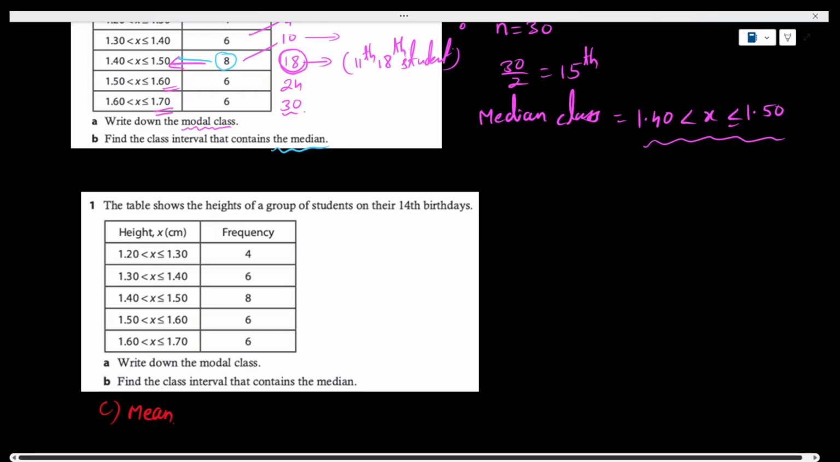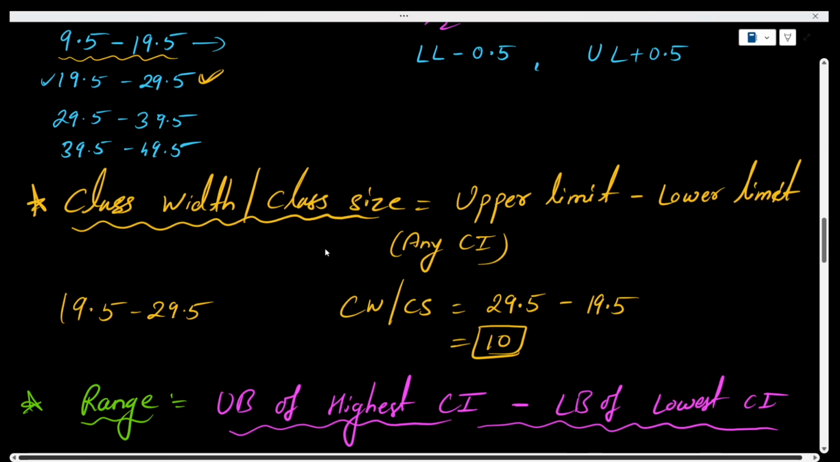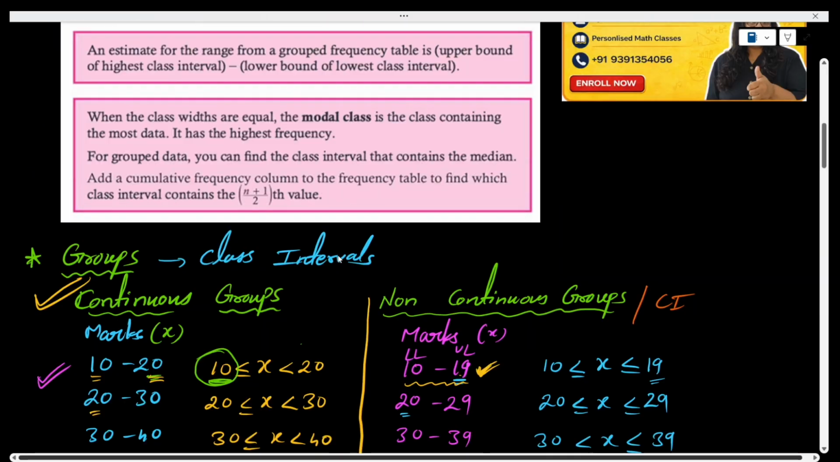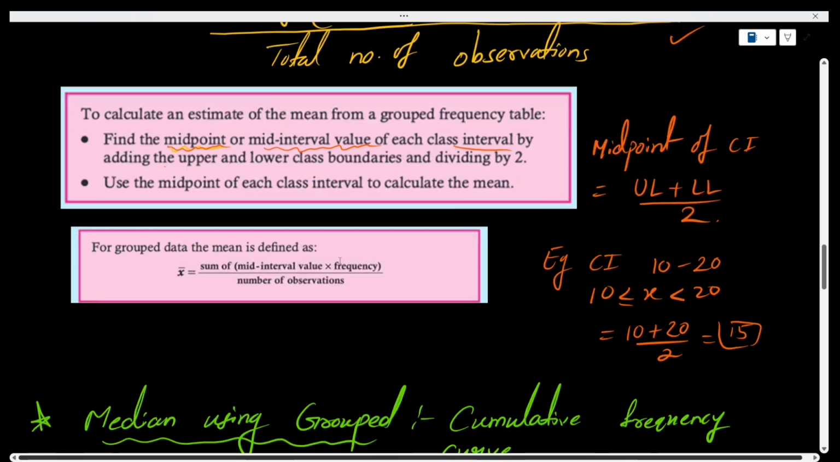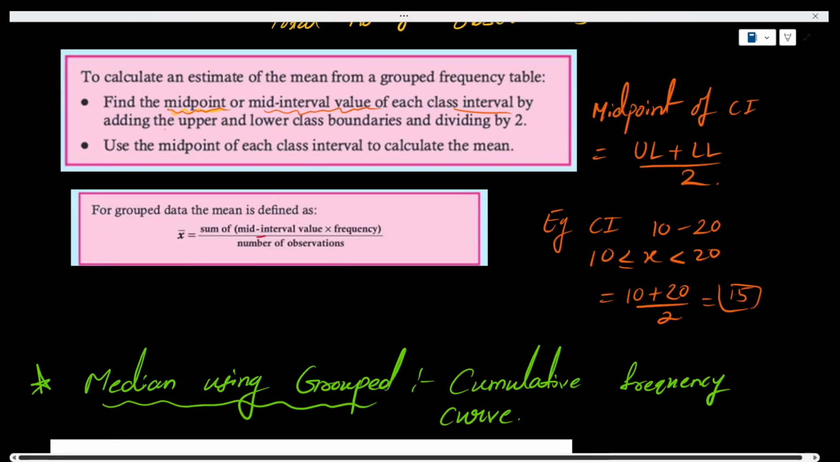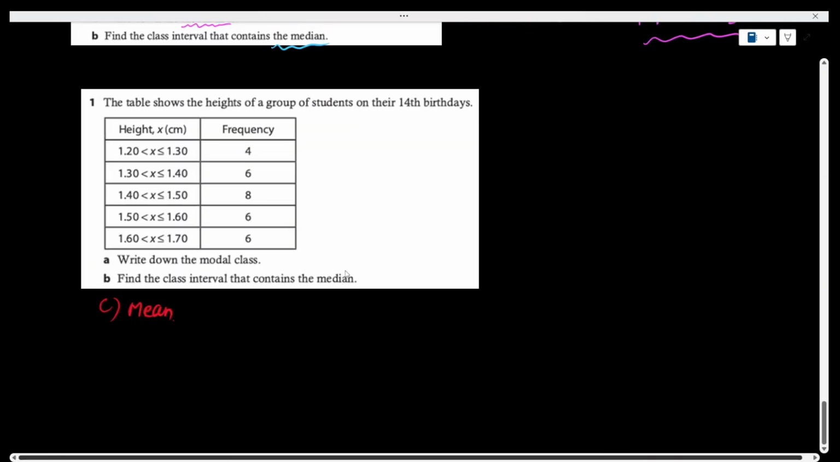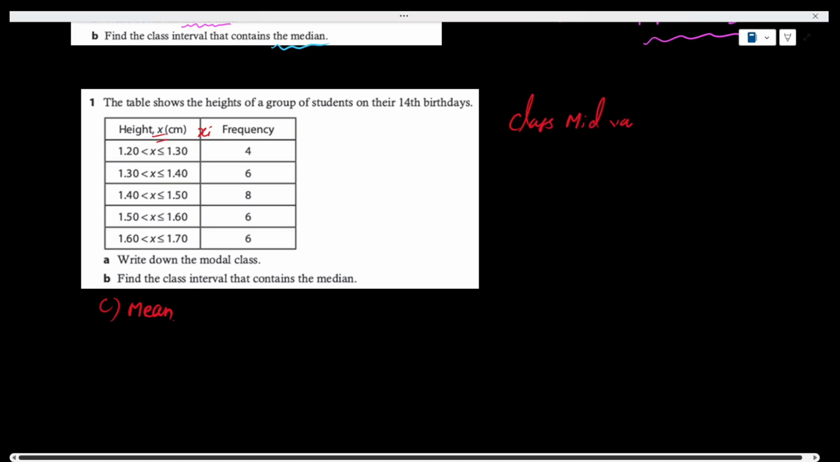So what was the value here? If you remember, we have learned you need to find the midpoint of the class interval. We take the mid-interval value times frequency, divided by the total number of observations. So what is the mid-value from the data? That's called xi, the class mid-value. We always take the lower limit plus the upper limit, lower bound plus upper bound, divided by 2.